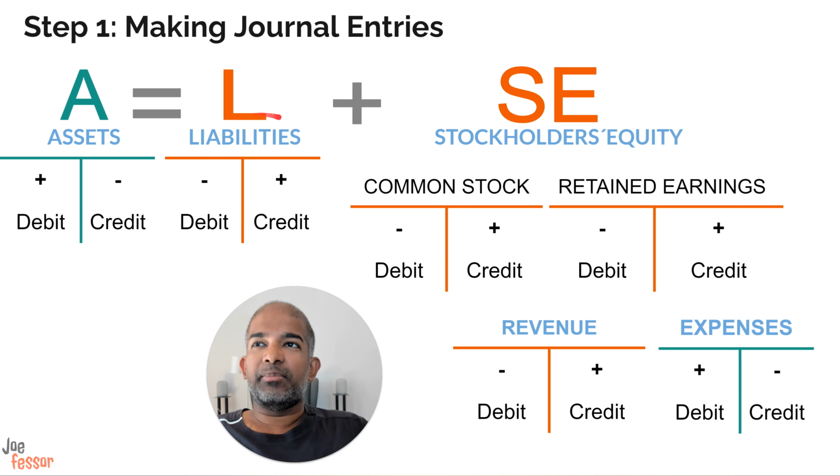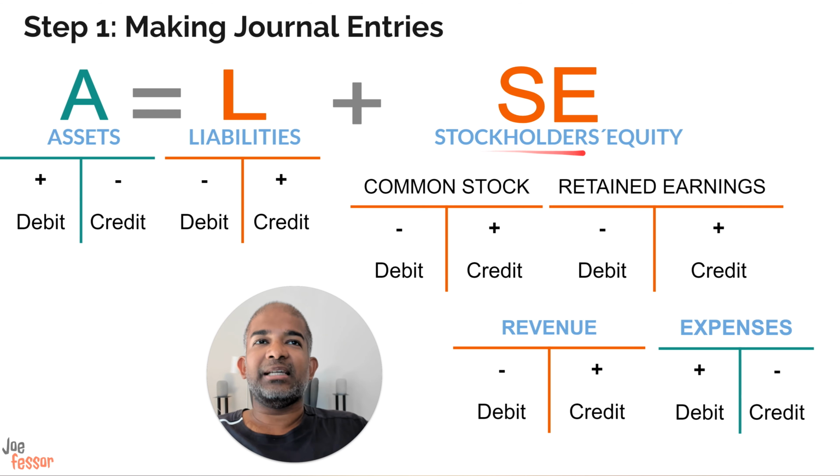Okay, for liabilities, you're going to flip what you learned about assets. Okay, if a liability goes down, you would debit that account, or if a liability goes up, you would credit that account. Okay, for example, if your accounts payable, which is a liability, increases, it means you should credit that account. Staying on with what you learned about liabilities, you would follow the same for stockholders' equity.